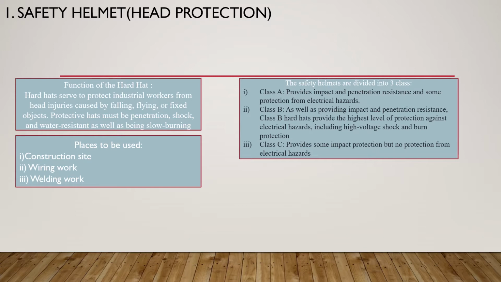Okay, so the safety helmet are divided into three classes. For the first one is class A. The Class A helmet provide impact and penetration resistance and some protection from electrical hazard. For Class B, it also provide impact and penetration resistance, but Class B hats provide the highest level of protection against electrical hazard, including high voltage shock and burn protection. And finally, for Class C, it provides some impact protection, but for electrical hazard, it do not provide any protection. Okay.